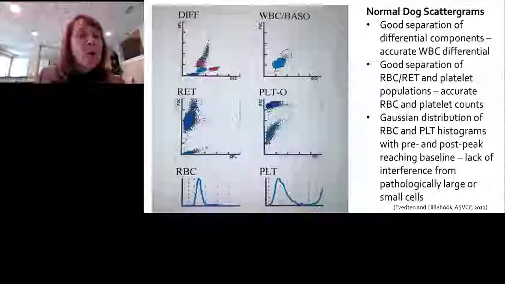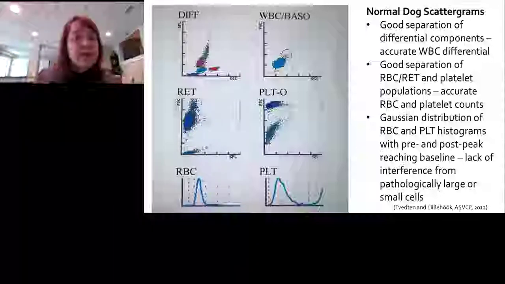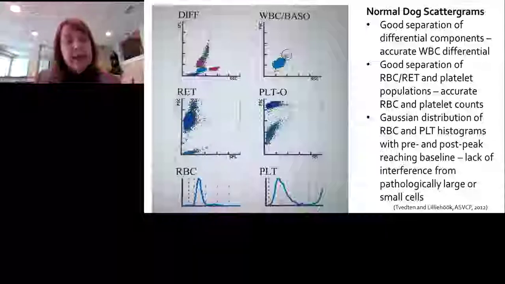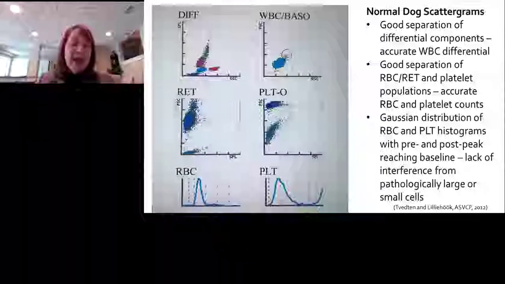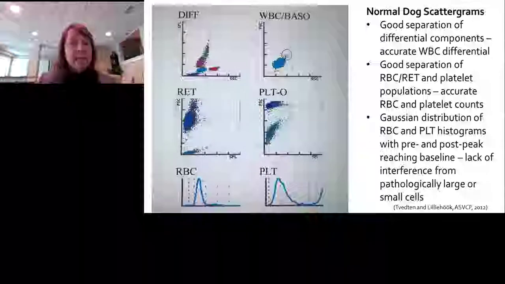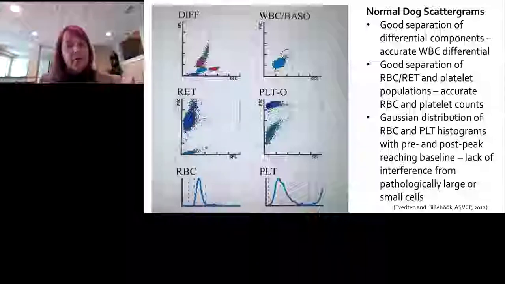Here is our Platelet-O that we talked about. And again, we see good separation between red cells and platelets. And again, we can now see immature fractions for both reticulocytes and platelets and measured as we need. And the last two scattergrams that we haven't talked about are actually ones that are generated as Gaussian distributions of our red cell and platelet histograms. And they are equally important in our interpretation of abnormal scattergrams.